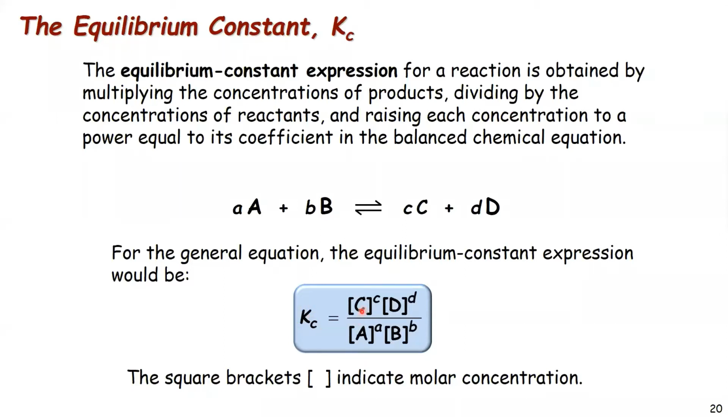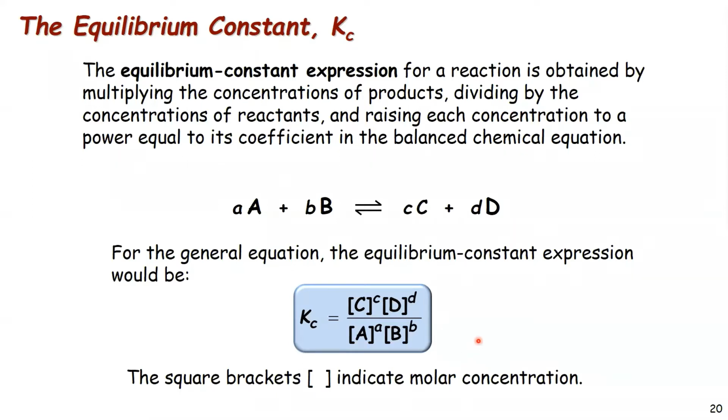And you can see it's the concentration of the products, our C and D, each raised to the coefficient in the balanced chemical equation, divided by our reactants A and B, again, each raised to the coefficient in the balanced chemical equation. And these are always given in terms of molarity, right? So the square brackets are going to be moles per liter. So there it is.